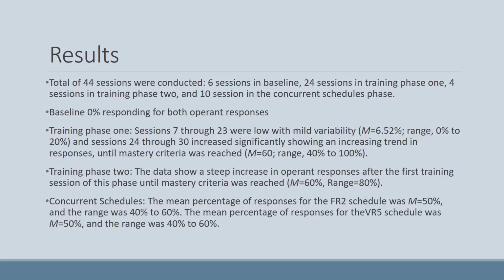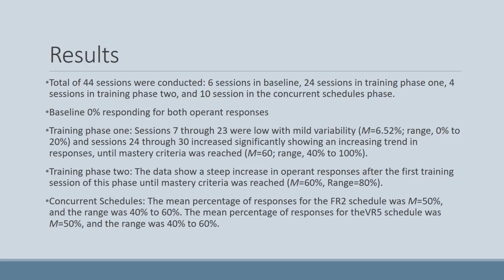Results. A total of 44 sessions were conducted. 6 sessions were in baseline, 24 sessions were in training phase 1, 4 sessions in training phase 2, and 10 sessions in the concurrent schedules phase. Baseline had a 0% responding for both operant responses, meaning that the 3 sessions for the large hoop were at 0% for every single session, as well as 0% for the small hoop for all 3 sessions. Since this was the criteria to move on for consistent responding, the next phase was initiated, which was training phase 1.